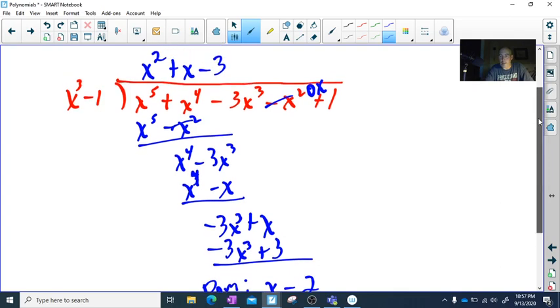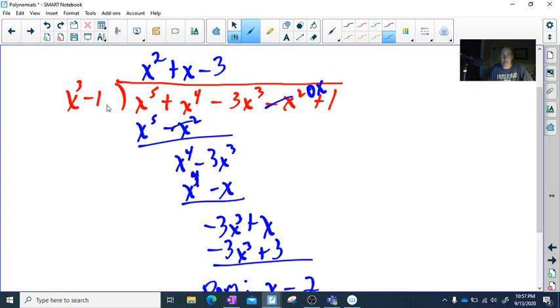Telling me that if I was to multiply this trinomial by this binomial and then add that algebraic expression, I would get this polynomial. All right, so that's kind of an interesting one of long division. And that's just, I mean, to get that one right, you've got to really know your stuff.